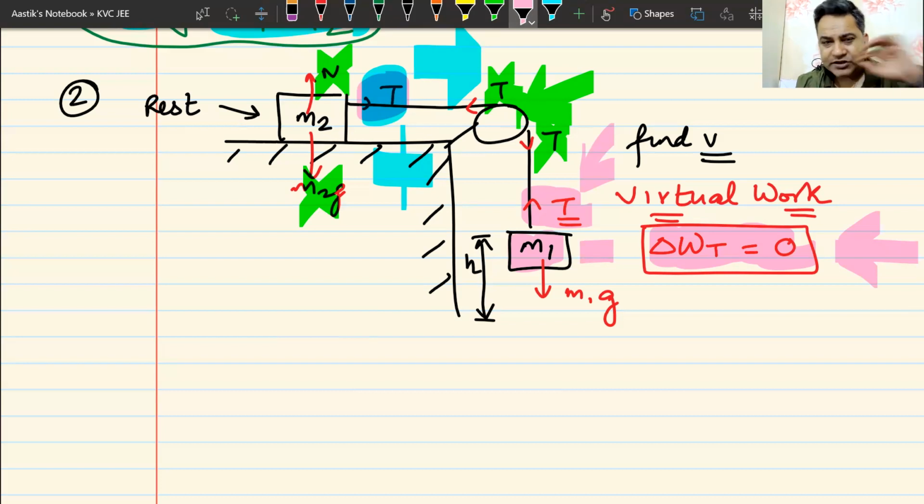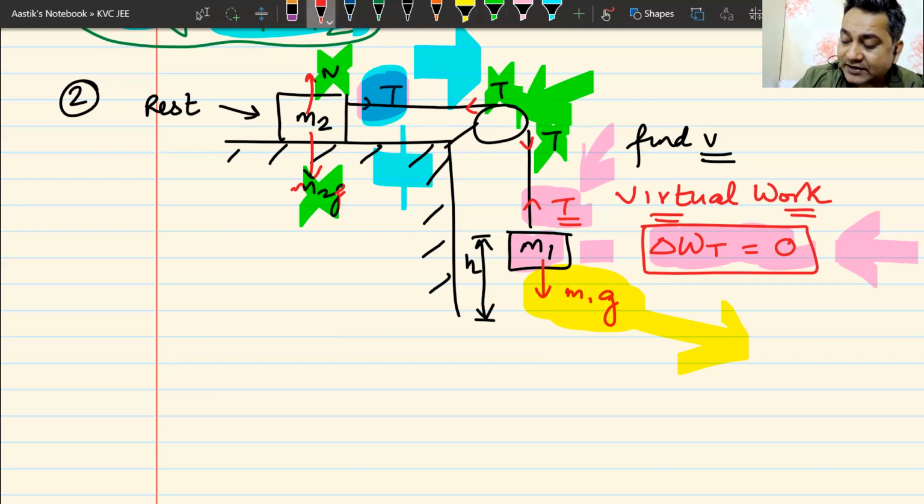Normal reaction and M2G are already gone. Don't worry about them. Only one thing remains that is going to do work. What is that thing? That thing is your yellow M1G. This is the only force that is going to do work. Yes or no? Can I have some raised hands?